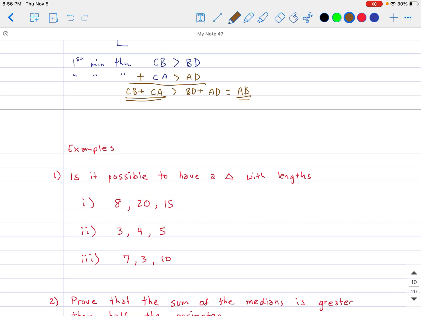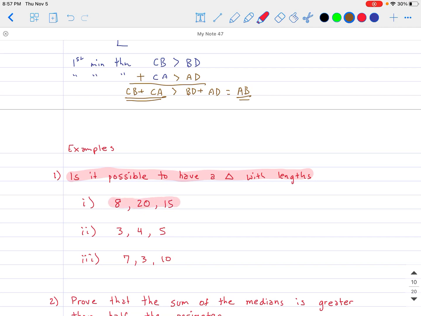So here in this first one, not a proof problem, but it's just going to be something that will hopefully connect everything that you just learned to make it make sense. I want to know, is it possible to have the following triangles with the following lengths? So here you can see I have three scenarios. In the first case, I have 8, 20, and 15.